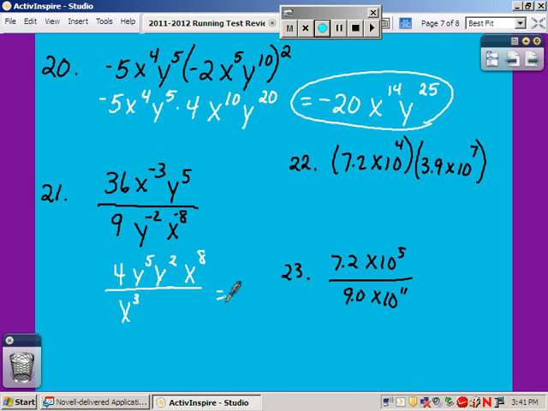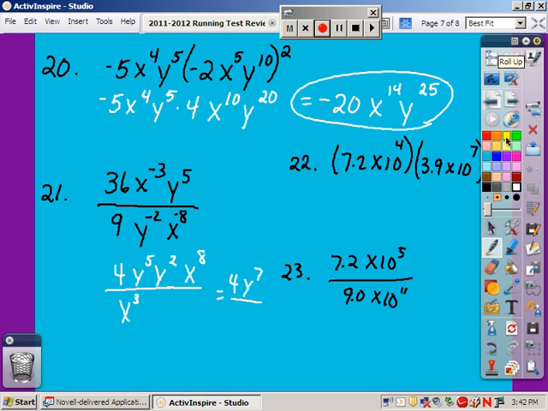You can see here I still got the 4 on the top. Now I got y to the 5th and y squared. Put them together, you got y to the 7th. I got x to the 8th over x to the 3rd. Well, these three x's right here will cancel out 3 of these and leave you with 5 on the top. So what you really have is an x to the 5th that happens to also be on the top. So it looks like we don't need this fraction line at all. Our final answer is just this.